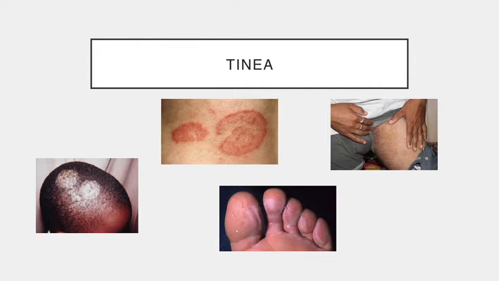With tinea capitis, you usually do see some hair loss, and that is a good sign that what's going on underneath is tinea. There also can be some hypopigmentation of the skin. And again, you're just looking for your well demarcated scaling.